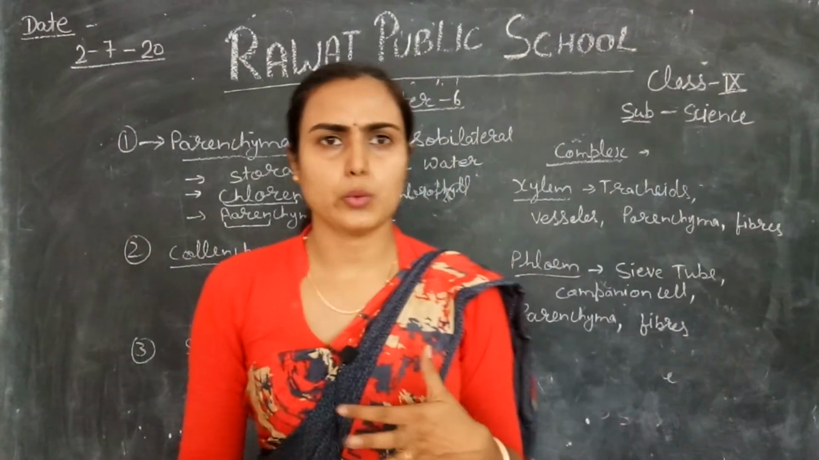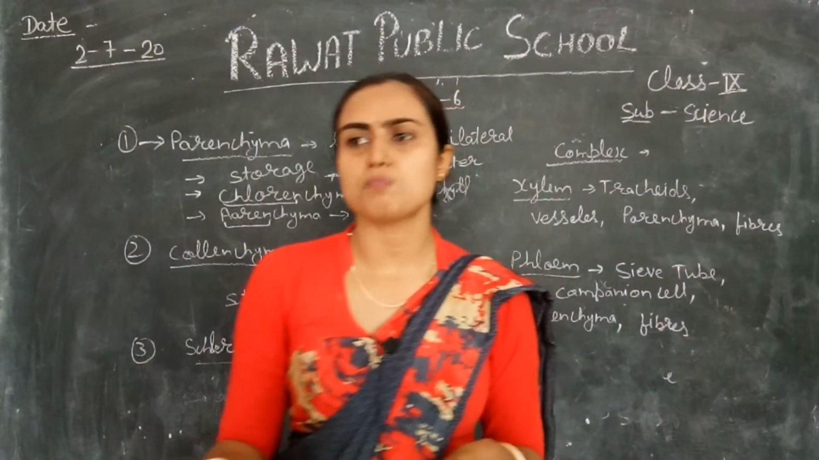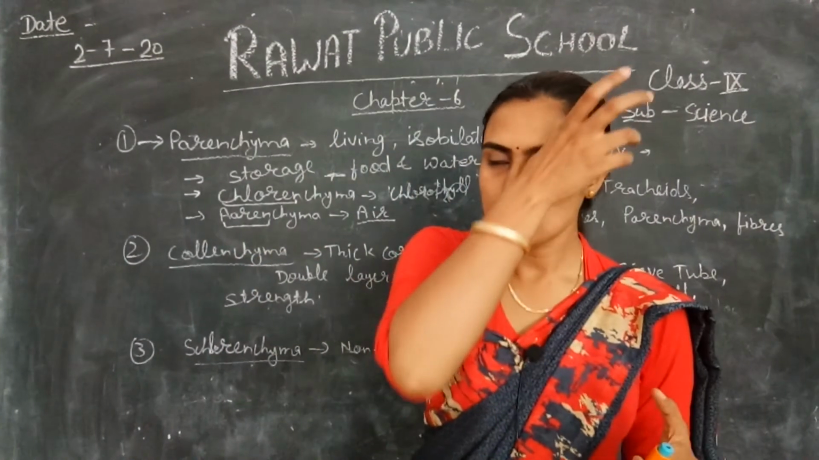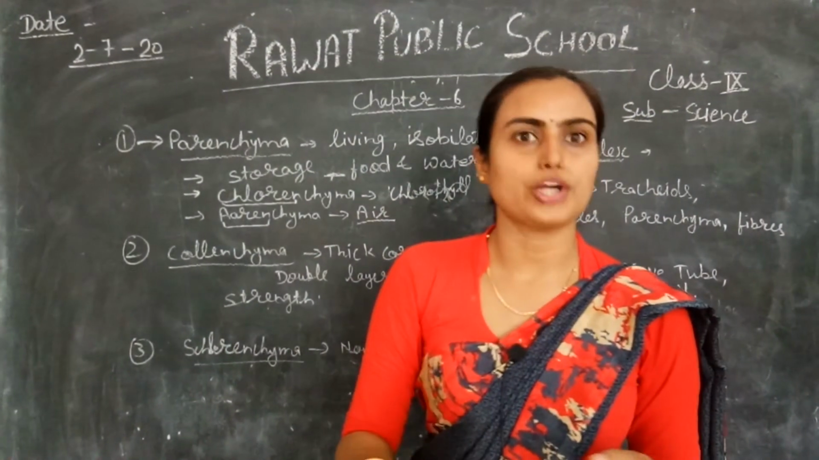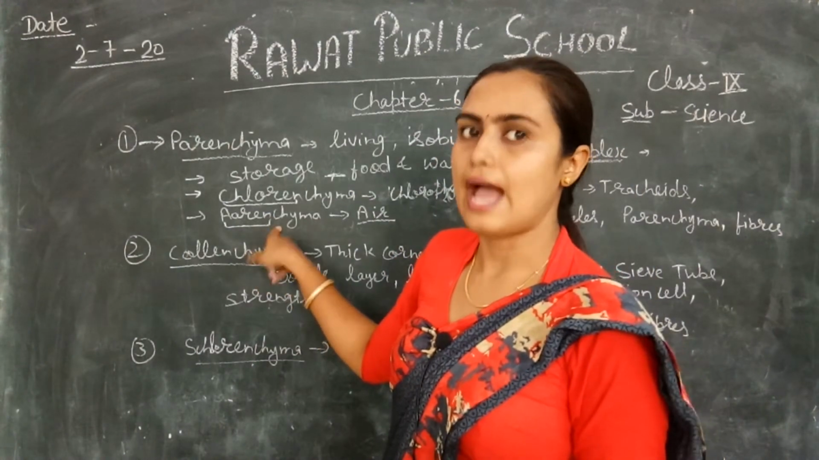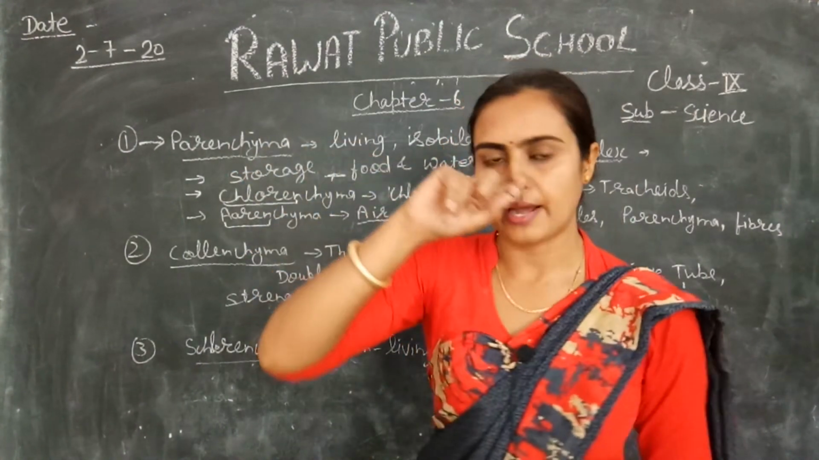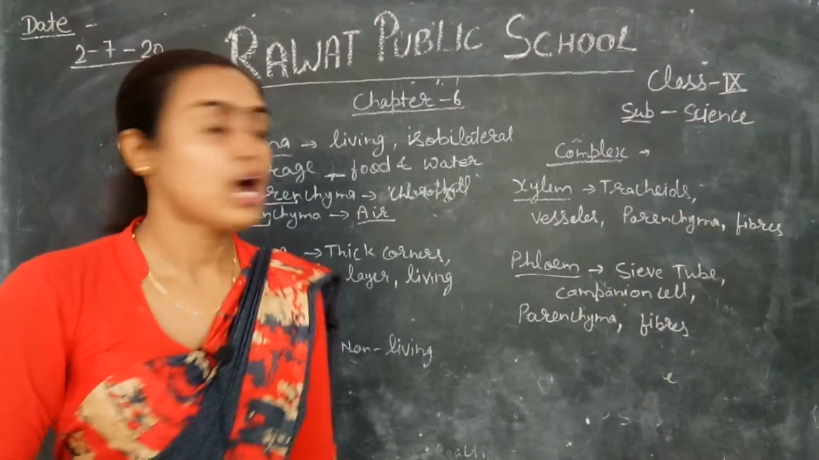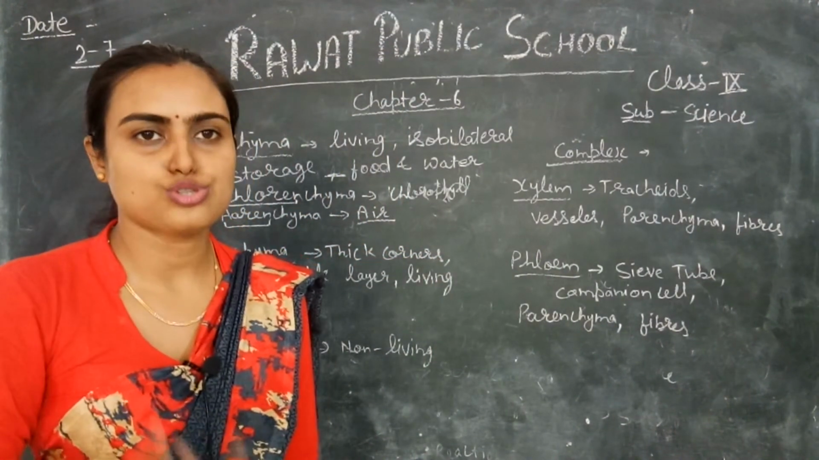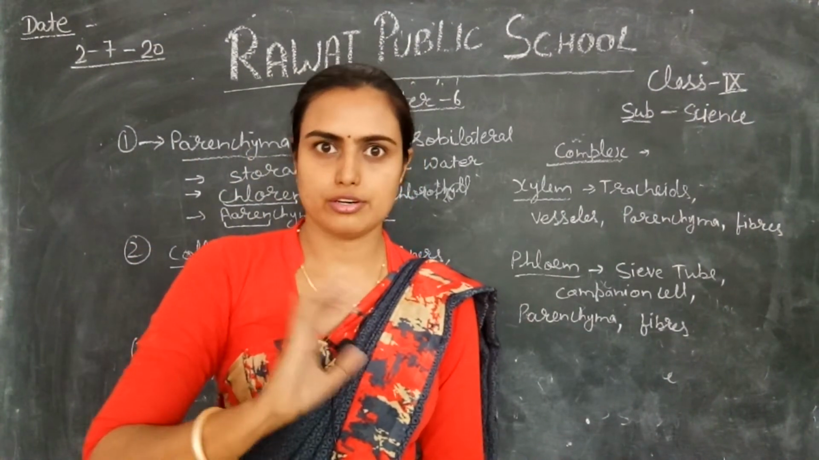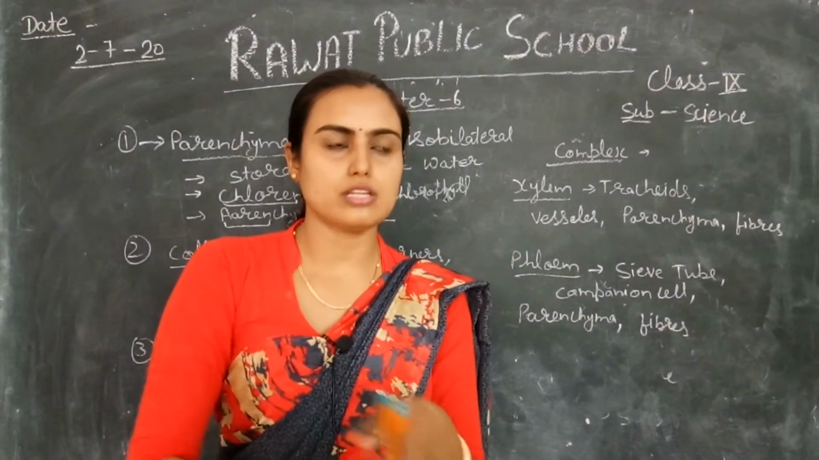What is the meaning of aquatic plant? Aquatic means those plants which grow in water only. Aquatic means water. So those plants which grow in water only are called aquatic plants. They contain aerenchyma instead of simple parenchyma. Why do they need air stored in the parenchyma? Because they are embedded in the water, right? Embedded means they are present in the water.